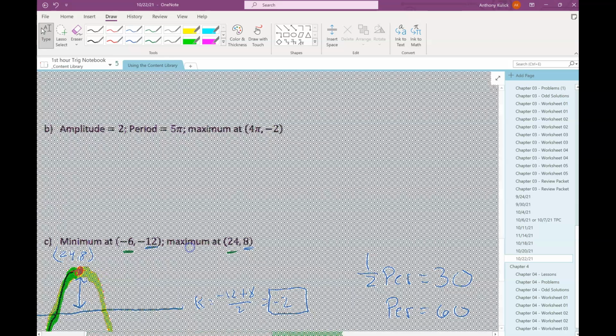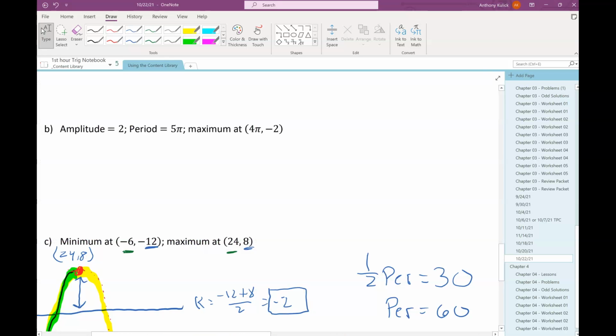So on B, we have a lot of free information, right? Since the amplitude is 2, we know right away that the absolute value of A is 2. Since the period is 5 pi, we can say right away that 2 pi over the absolute value of C is going to equal 5 pi. So when we divide both sides by 2 pi, we get that C is just going to be 5 over 2, because we always pick the positive answer there.